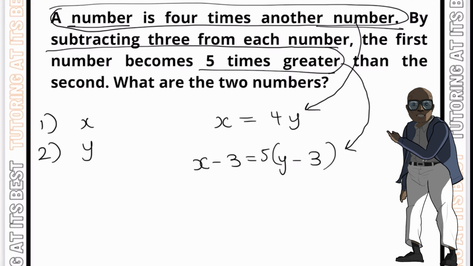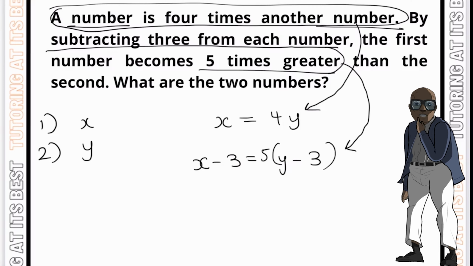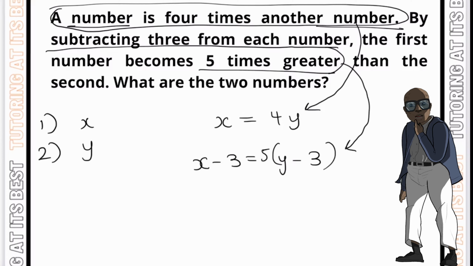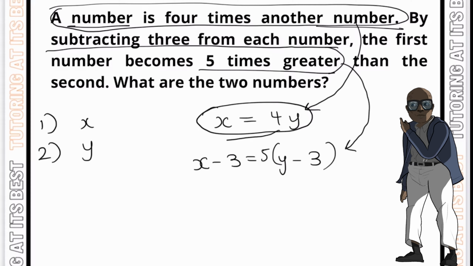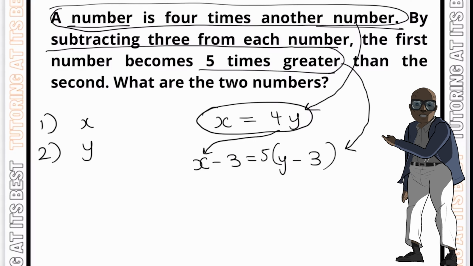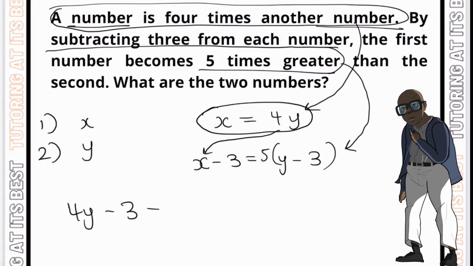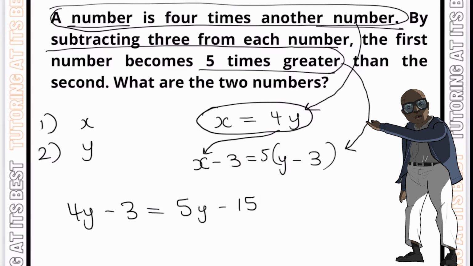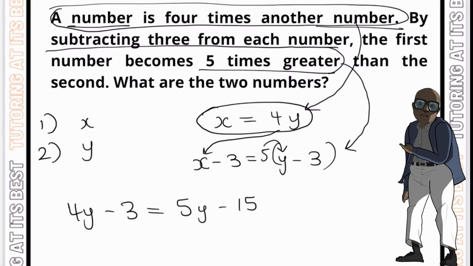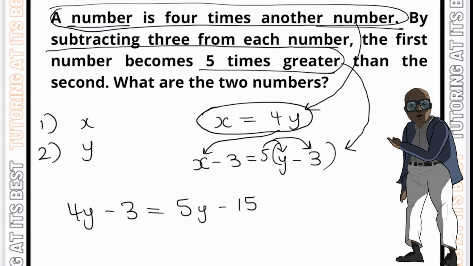Now what we're going to do is use the first equation to substitute x into the second equation with 4y, and then simplify. We know the value of x is 4y, so I'm going to replace the x in the second equation with that. So what are we left with? 4y minus 3 equals 5y minus 15. I've got 5y minus 15 from expanding the brackets, where you have 5 multiplied by y and 5 multiplied by minus 3.